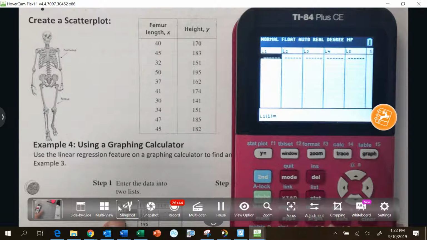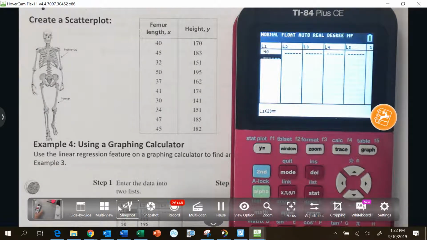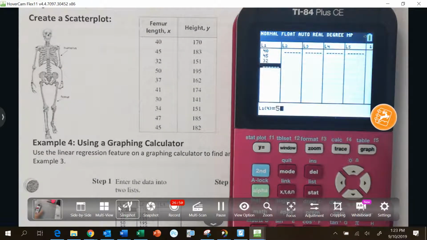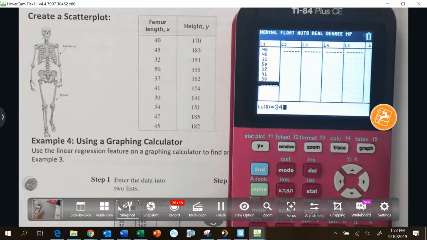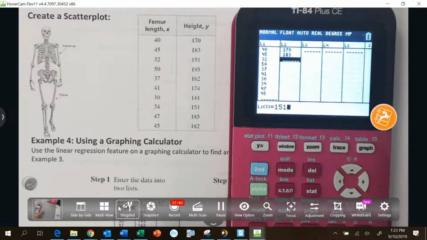You're just going to type in 45, enter. 32, enter. And then you'll arrow over and then type in your Y values right next to it. When you're done, you should have the same amount of values in both columns, or you type something in wrong.